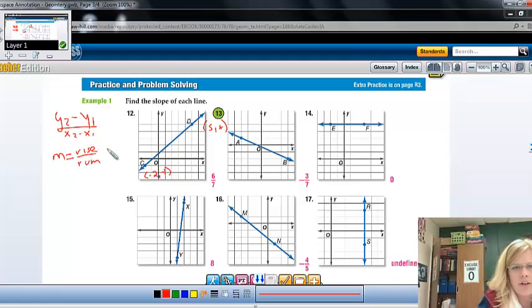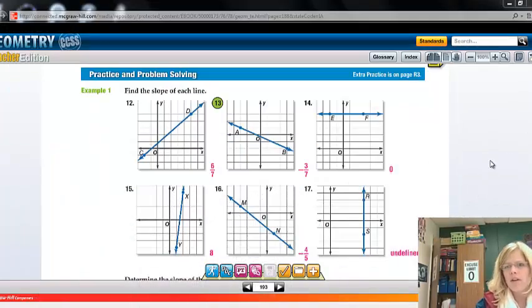So if I start here, I'm going to go up 1, 2, 3, 4, 5, 6, and then I have to run over 1, 2, 3, 4, 5, 6, 7. So I rose up 6 and I ran over 7. That's how they did the slope. I recommend doing that if it's ever graphed for you. That's how you did 12, 14, and 16.